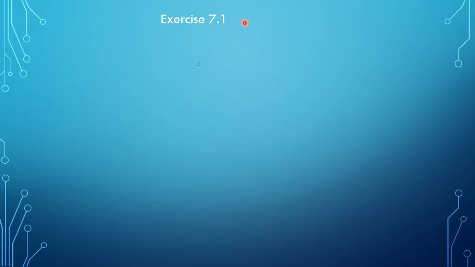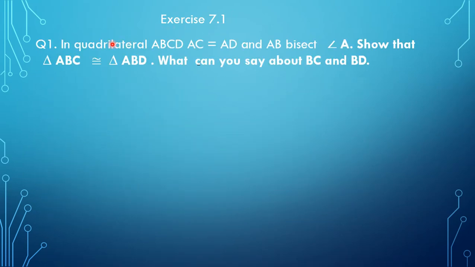On the basis of these criteria, SAS, SSS, ASA and RHS, we will solve the problems of Exercise 7.1. The first question is: in quadrilateral ABCD, AC is equal to AD and AB bisects angle A. Show that triangle ABC is congruent to triangle ABD, and what can you say about BC and BD? So let's start the solution.